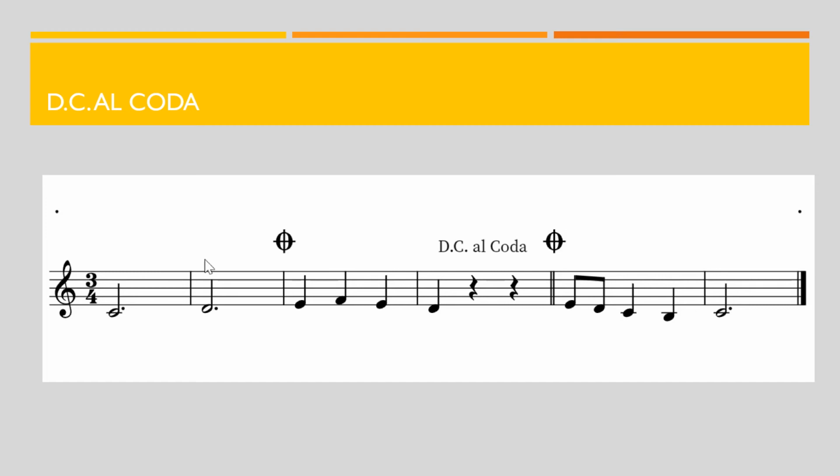So if you noticed, the second time through when it was repeating, it skipped measures 3 and 4 when the coda sign happened and jumped to this where the coda is.